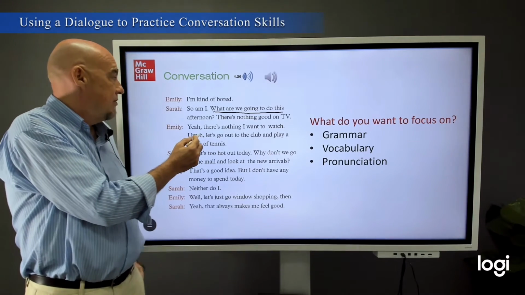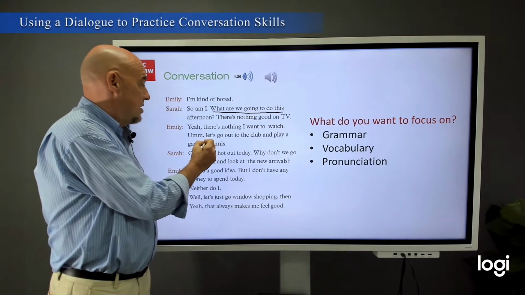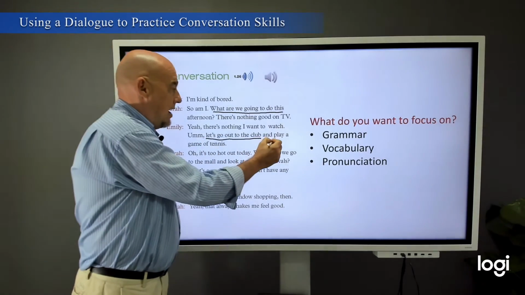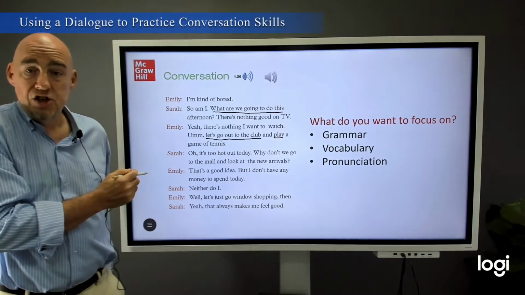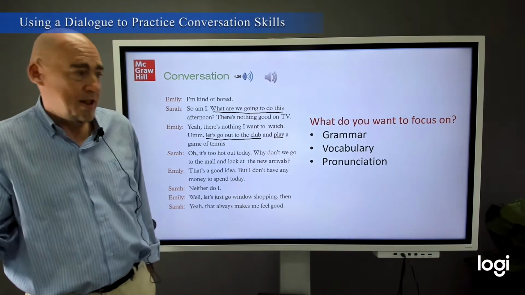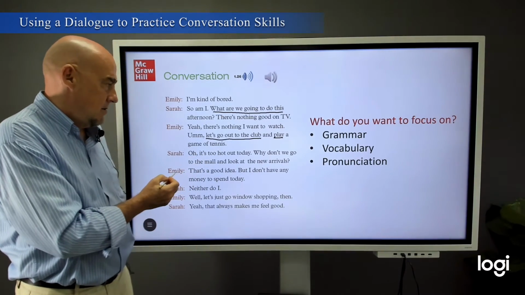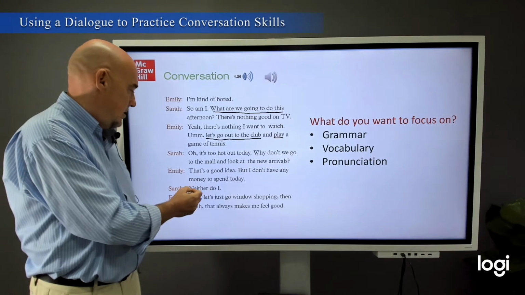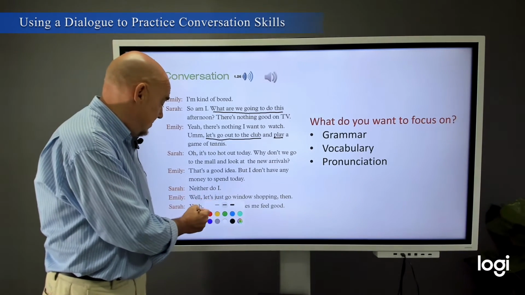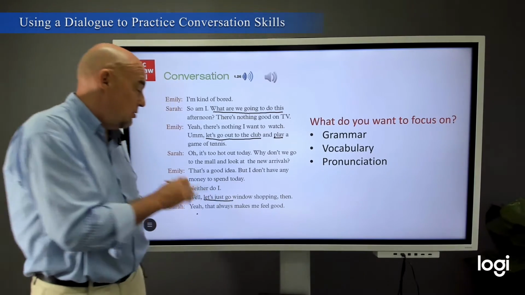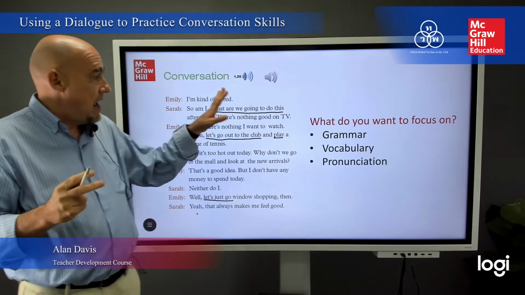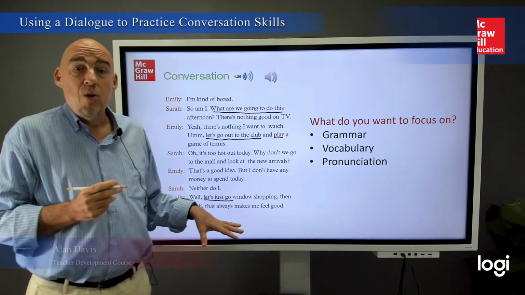Other things I want to focus on. I want to focus on let's go out to the club and play. So I want to focus on this structure. Let's go here and do something. Okay, and then I have another structure. Let's just go, which is a little bit different than let's go. Let's just go. So these are the main grammar points that I want to look at here.